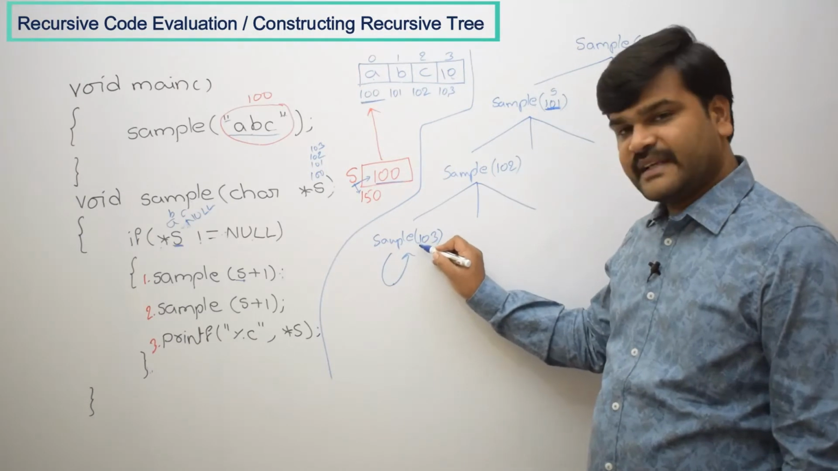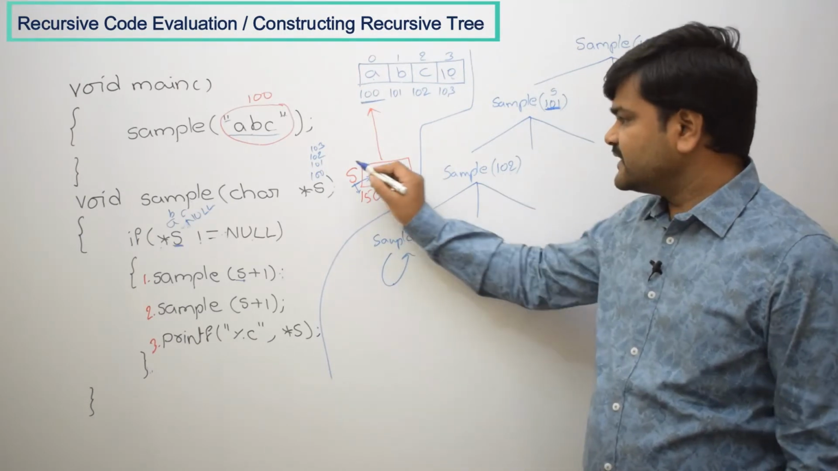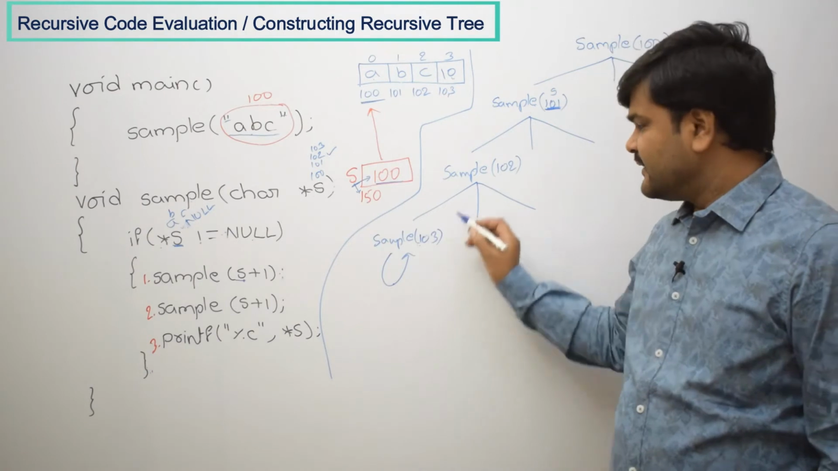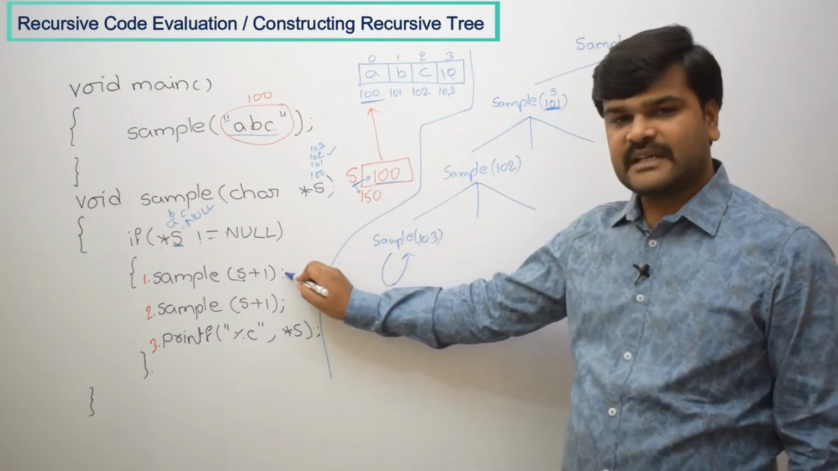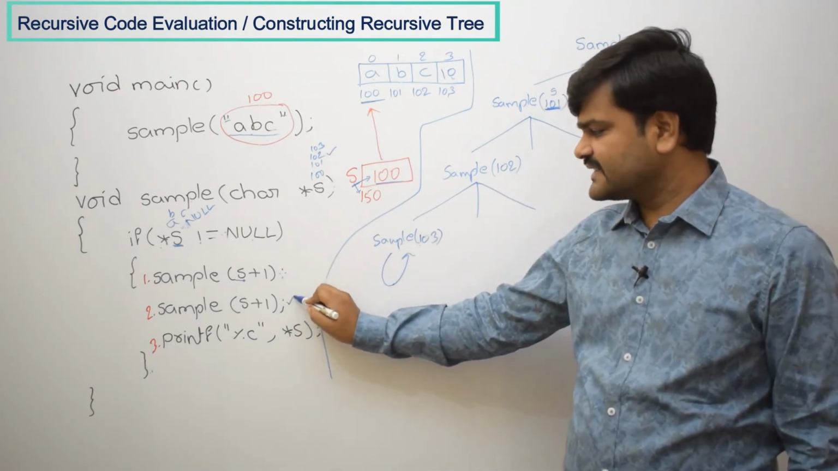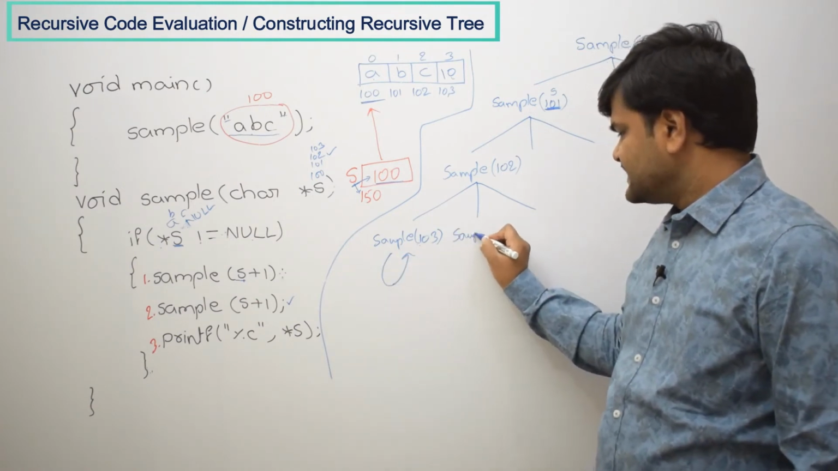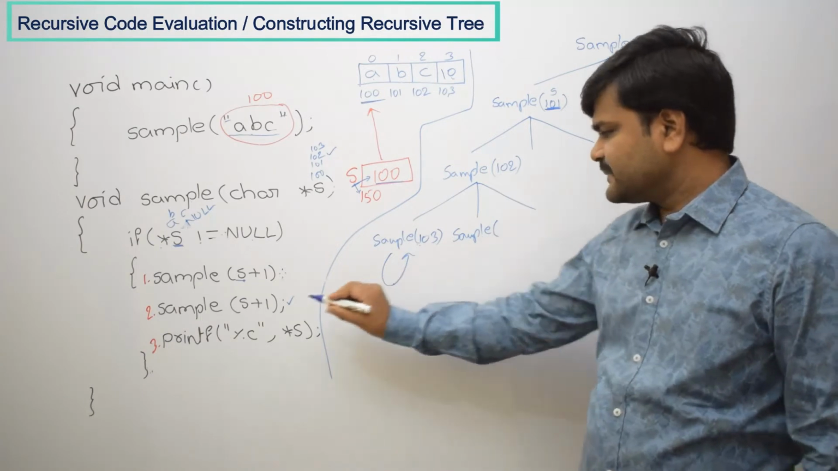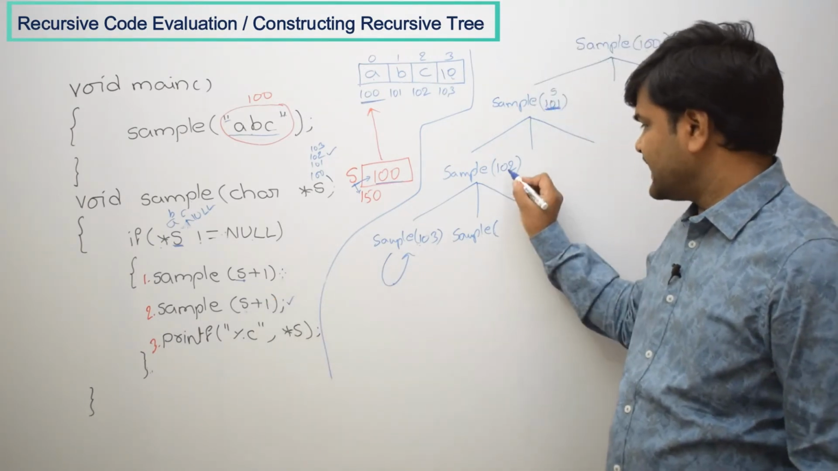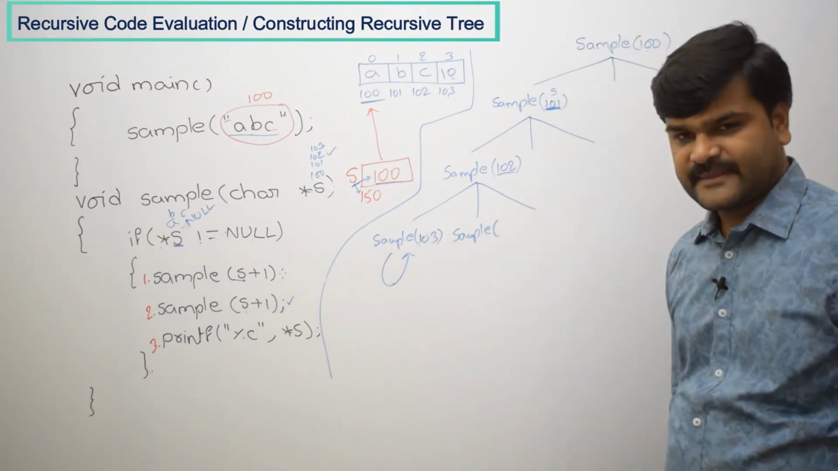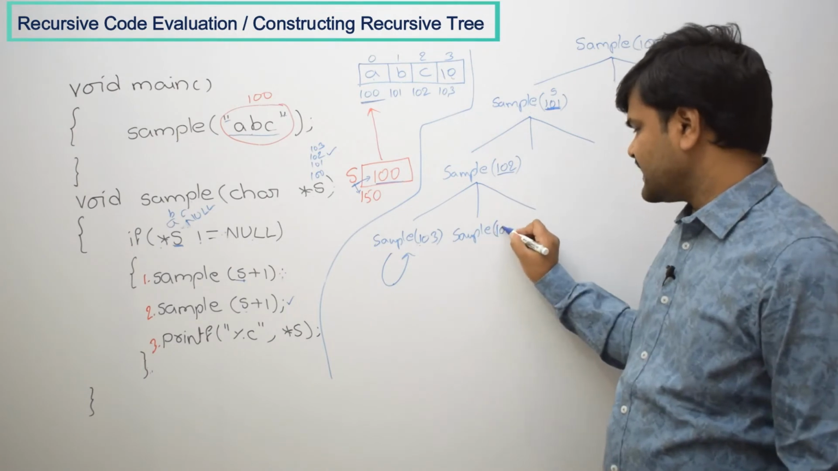Now what does this mean? Whenever you called with 102, the first statement is completed. So you have to execute the second statement now. What is the second statement? Sample S plus 1. What is the current S value? The current S value is still 102 only. So 102 plus 1, 103.